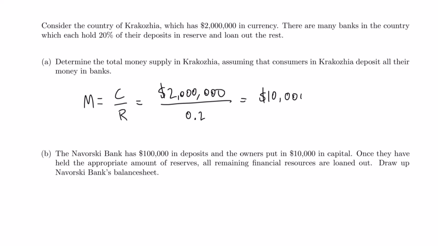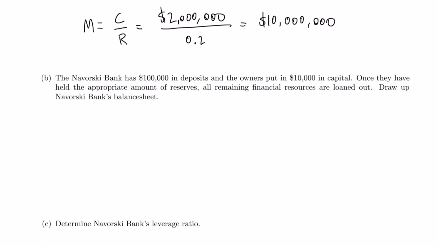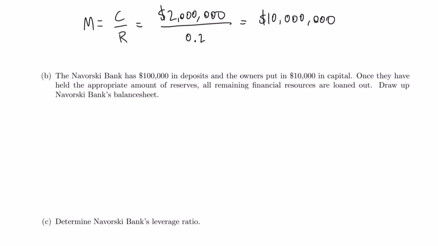Now we're going to dig into one specific bank that has 100,000 in deposits and 10,000 in owner's equity or capital. So we're going to draw up the balance sheet. On the left, we have assets, and on the right, we have liabilities and owner's equity.